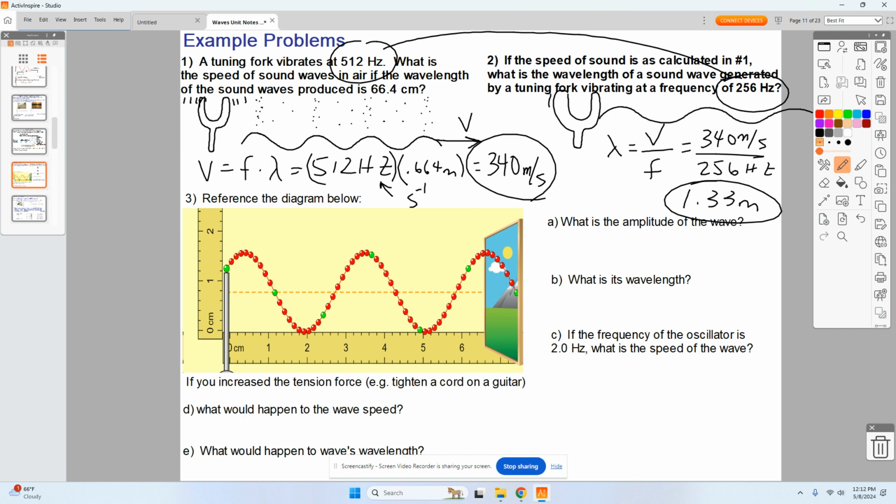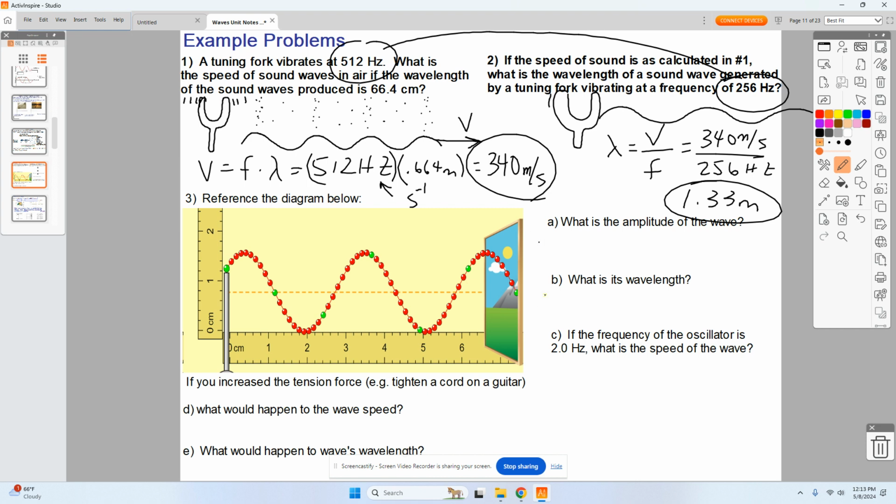Okay. One of the things that I'll have you guys do, probably on Friday, is a lab that involves this wave on a string. I want you to take a look at that picture for a second. What is the amplitude of that wave? What is its wavelength using the vertical ruler and the horizontal ruler? See if you can identify the amplitude and the wavelength.